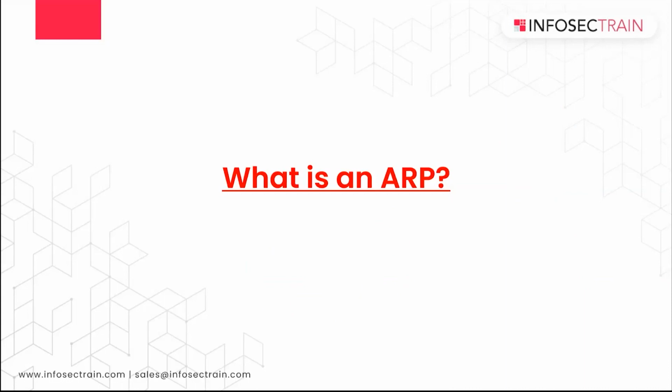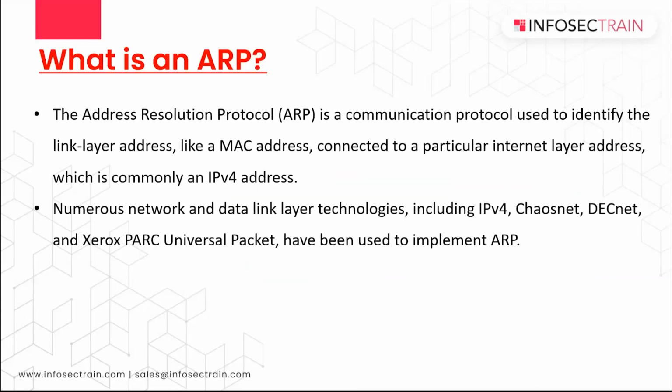What is an address? Your MAC address. We are not talking about a logical address, we are talking about a physical address. Logical address is your IP address. It's a communication protocol used to identify the link layer address, like the MAC address, connected to a particular internet layer address. It will be a hexadecimal value. You can check your MAC address on your device as well. Just go into the internet network settings, and the MAC address will be stored there. You can check the MAC address from here.